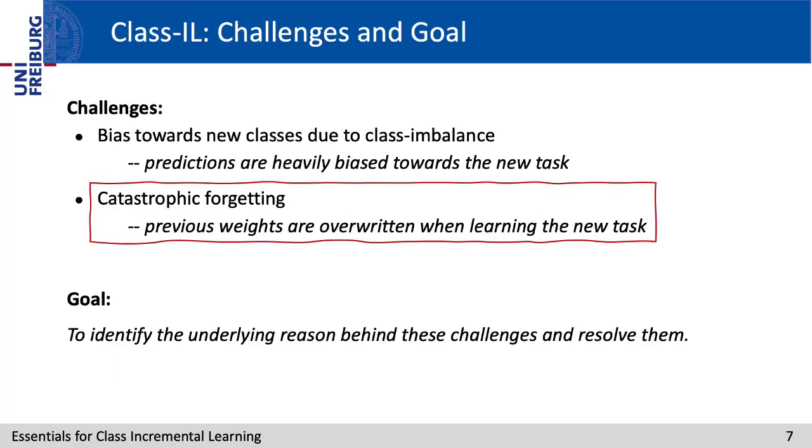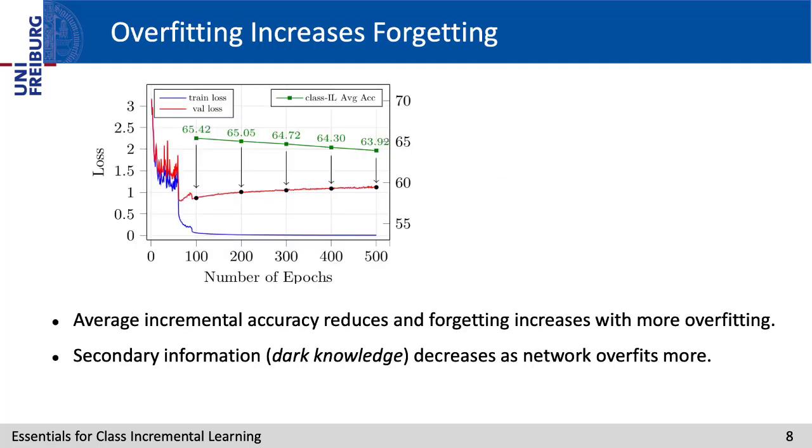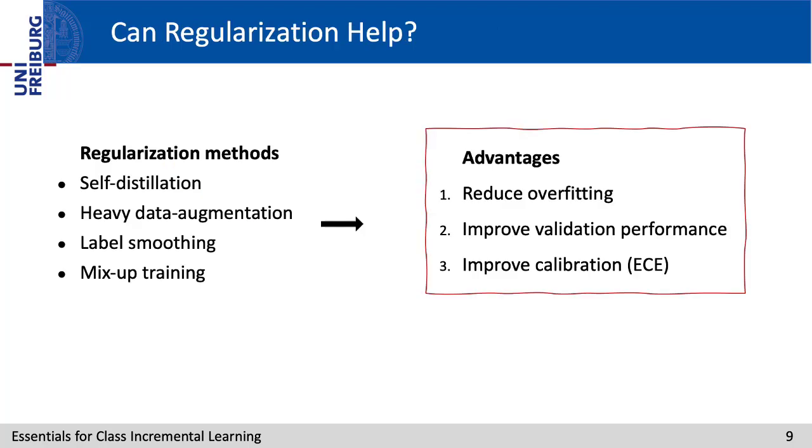Now we look at the second challenge of catastrophic forgetting. We experimentally show that overfitting of the model leads to higher catastrophic forgetting. As the model is trained longer on the base task, the model starts to overfit, and the incremental learning performance monotonically decreases. In this study, we also found that the secondary information decreases as the network overfits more. Secondary information, also referred to as dark knowledge, denotes the non-target scores of the classifier, which is crucial for knowledge isolation loss.